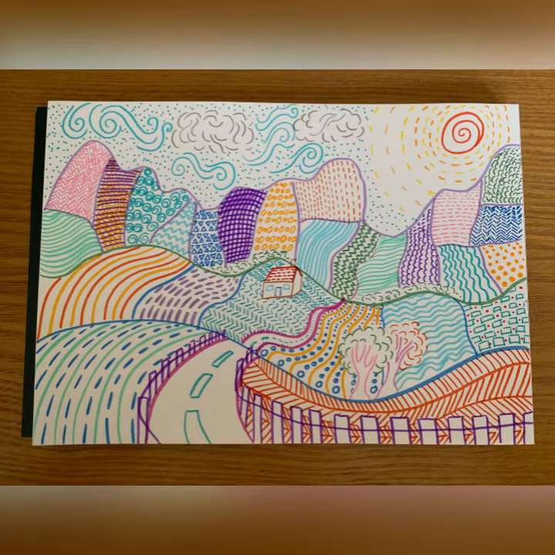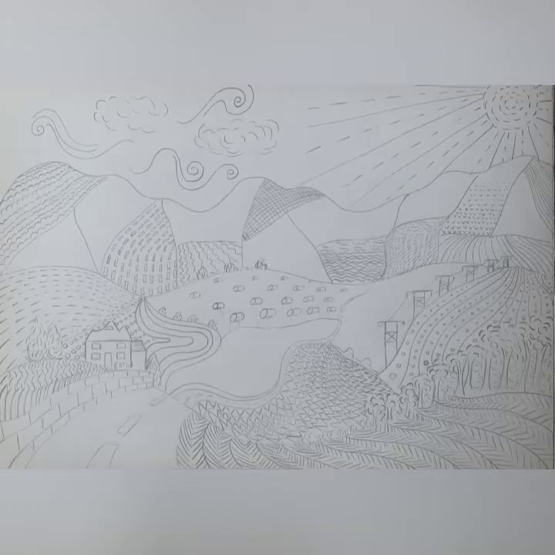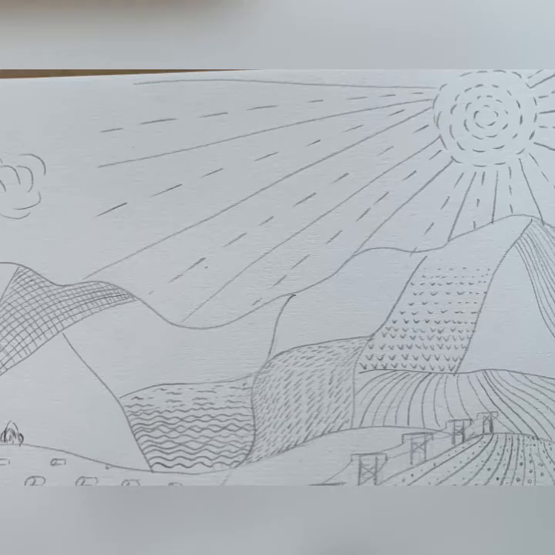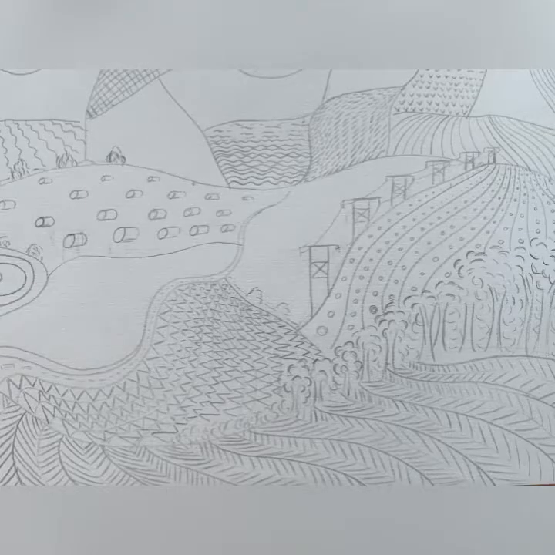So now I'm going to show you what it would look like if you did it in pencil. So you can see I've left a couple of the fields blank just so it didn't get too confusing and the patterns didn't merge together. So I did the sun slightly differently this time. I've used some diagonal lines to represent the rays of the sun just to show you a different option.